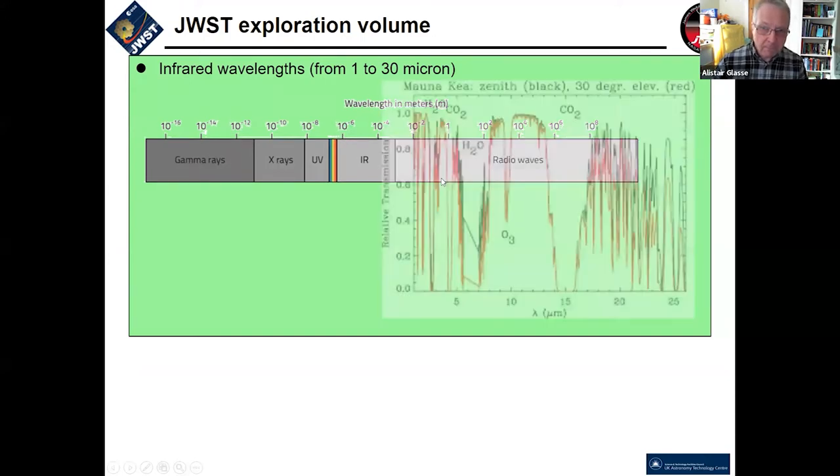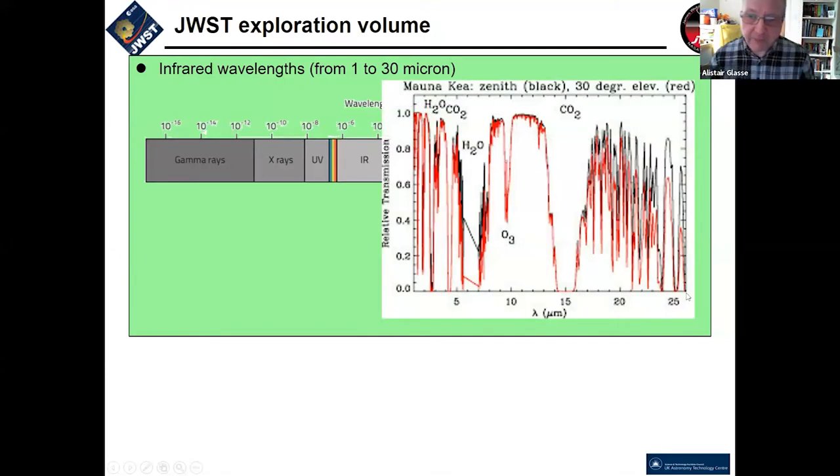Okay. Zooming in on this wavelength region, this is the wavelength scale at the bottom going from 1 to 25 microns. This is the transmission spectrum that you would see if you look from one of our best observatories at the moment, the summit of Mauna Kea in Hawaii.